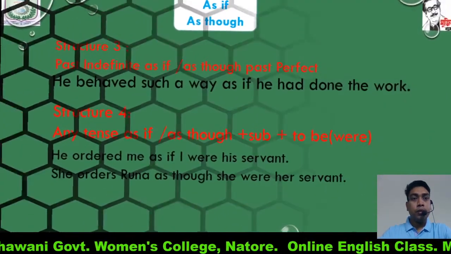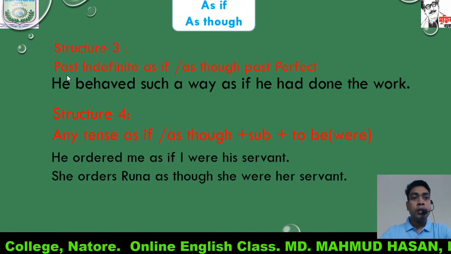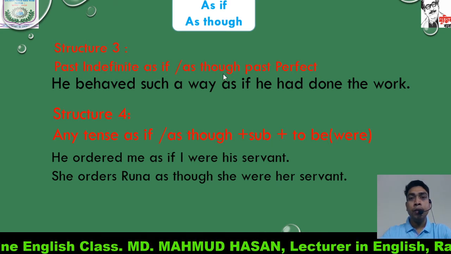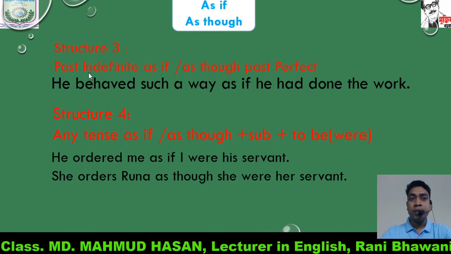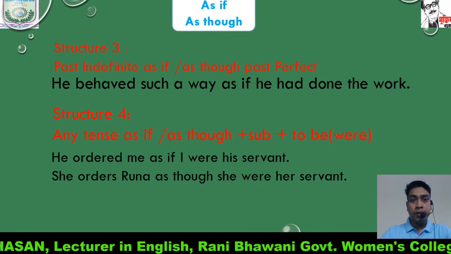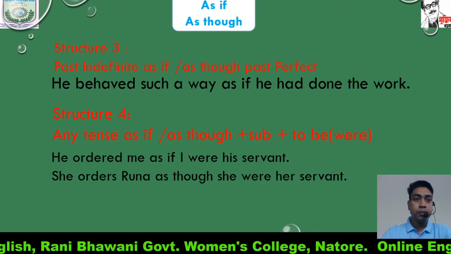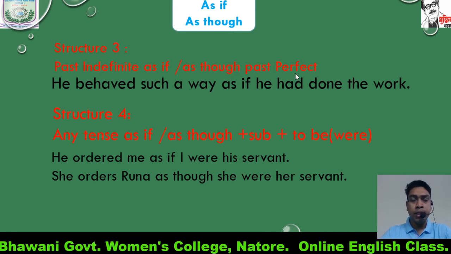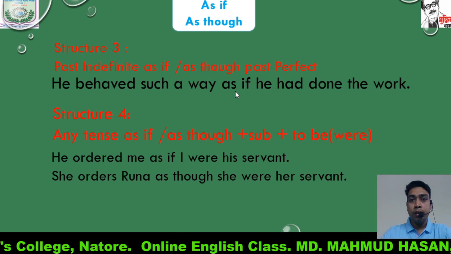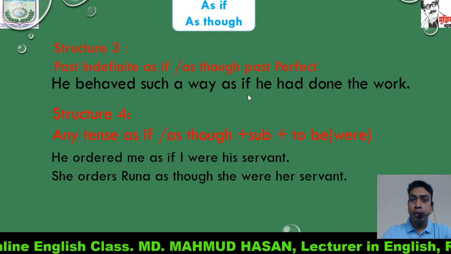Structure number 3: past indefinite, as if or as though, past perfect. If we use past indefinite in the very first statement before as if or as though, then we will normally use past perfect. We can also use past indefinite. He behaved in such a way as if he had done the work.